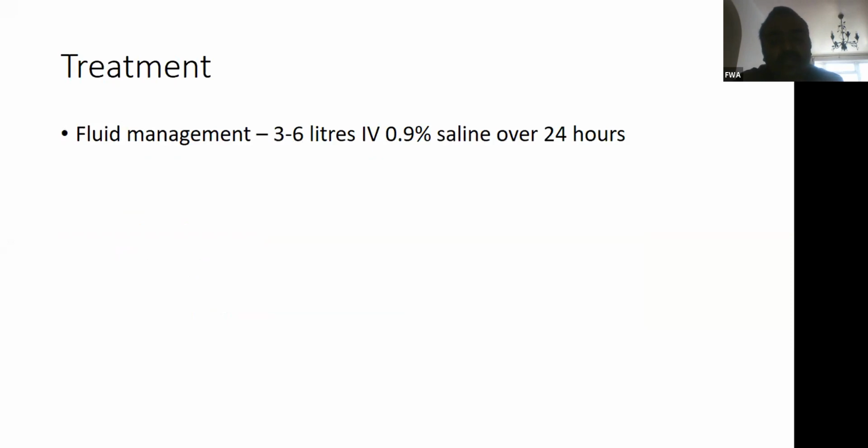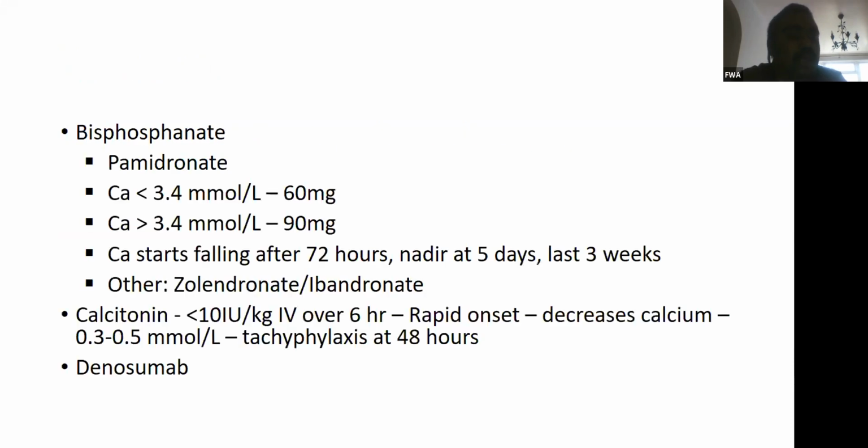So for fluid management in an adult who hasn't got any cardiovascular problem, it's best to give 3 to 6 liters of normal saline over 24 hours. In elderly patients and patients with heart failure, this could be slowed down accordingly, based on the fluid status of the patient. The second line is pamidronate.